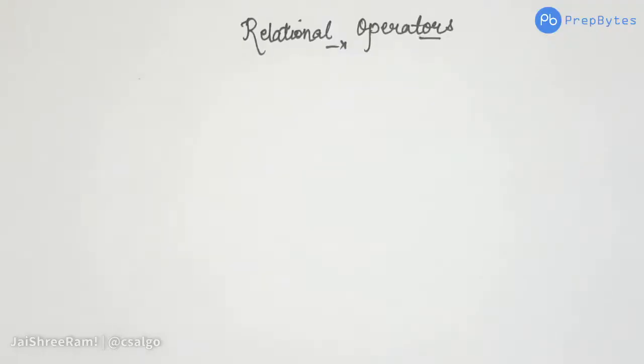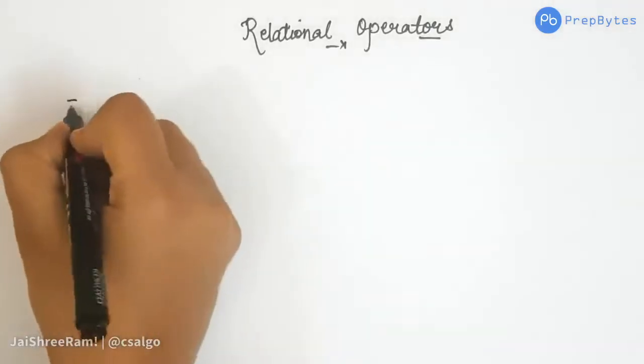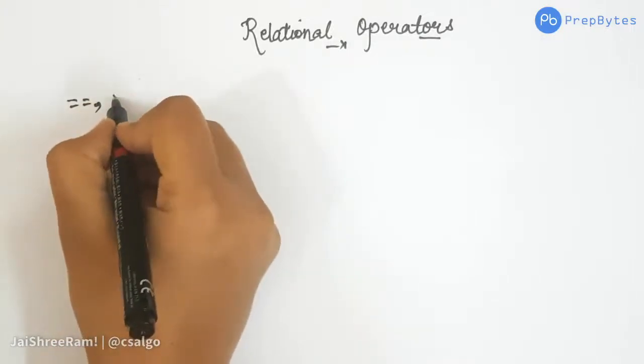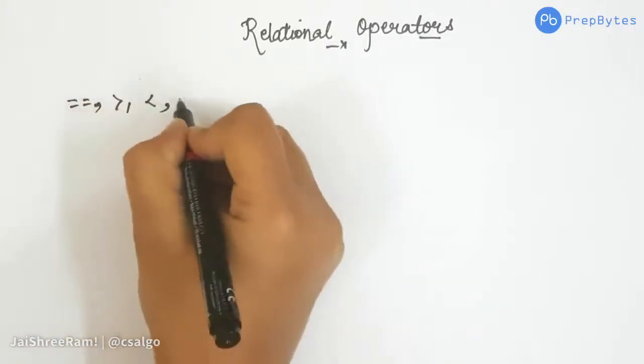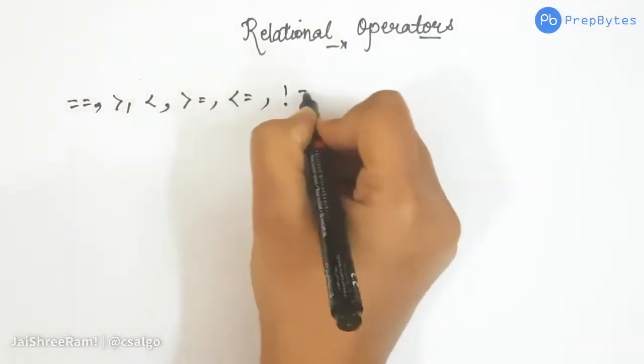So now let's talk about relational operators. Just listing down the various relational operators that we have. We have equal to, greater than, less than, greater than equal to, less than equal to, and not equal to.